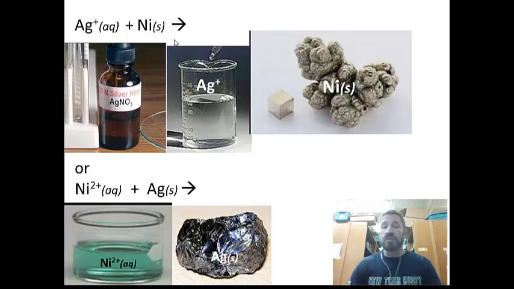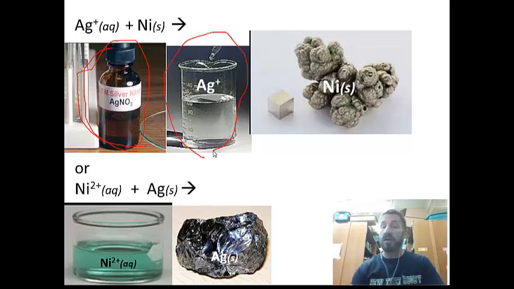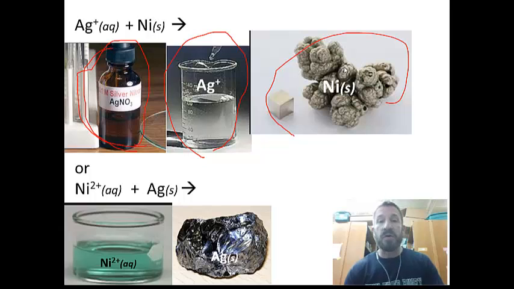A silver solution we've used quite a bit. Now, often you may see silver is stored in a brown bottle because it reacts with light. And a silver solution looks just like any other solution. There's no color at all to a silver solution, so it would look just like water. And a nickel would be a solid metal. So that would be putting nickel into the silver solution.